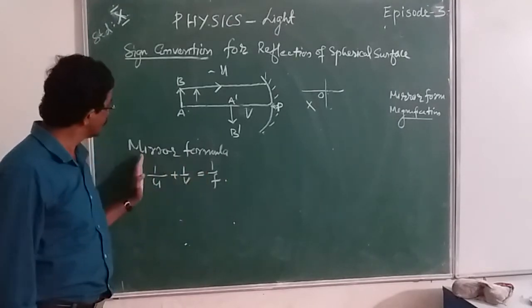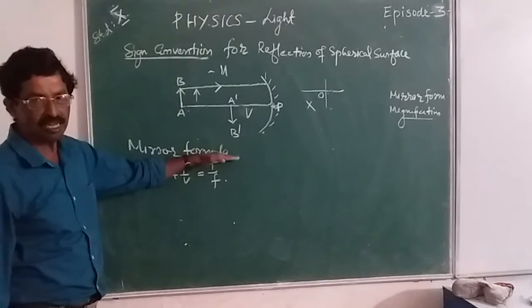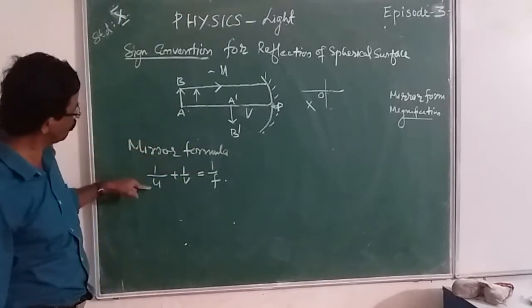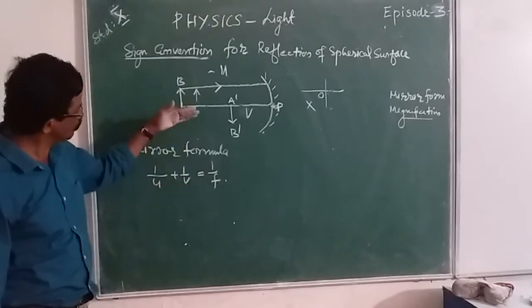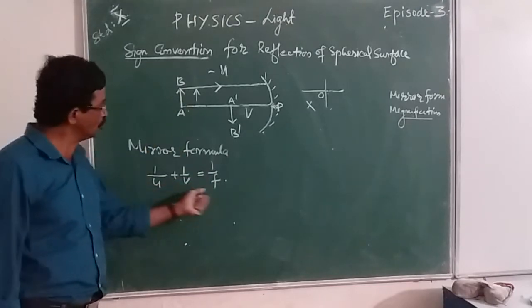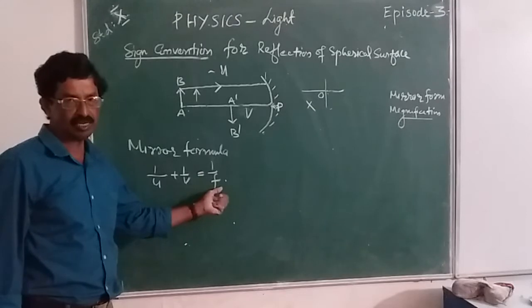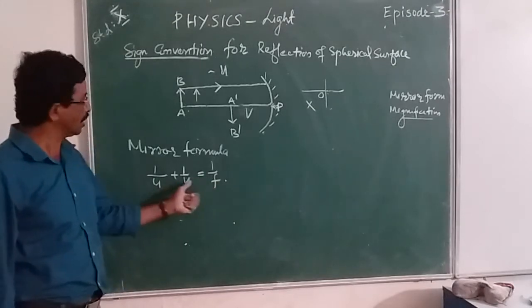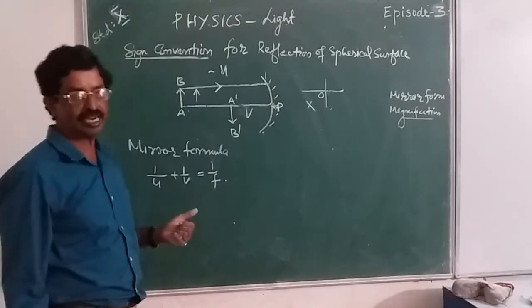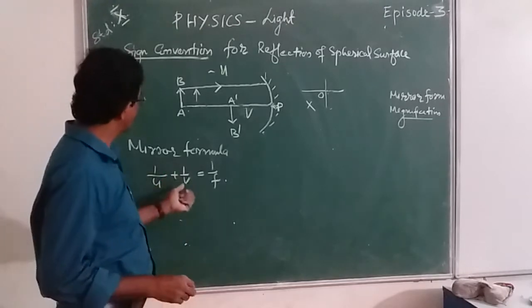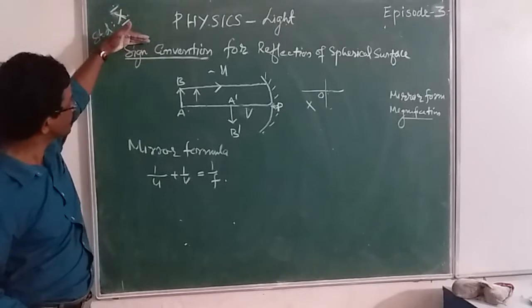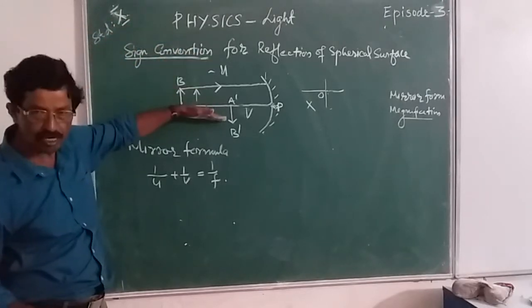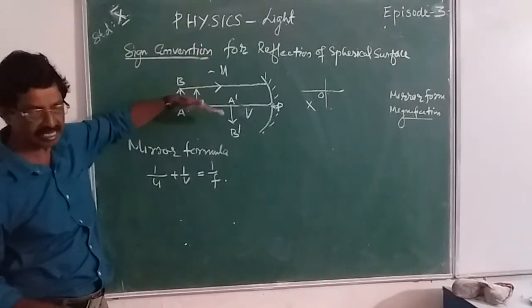This is applicable for spherical mirrors. This is the relation: 1 by u plus 1 by v is equal to 1 by f. When we put numerical values in this relation, for example 5 cm or 8 cm or 11 cm, we should consider whether the sign is positive or negative, and apply it.